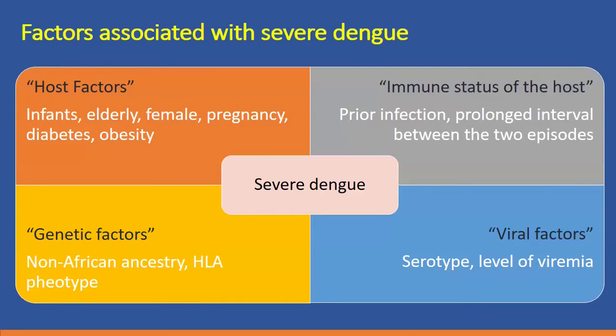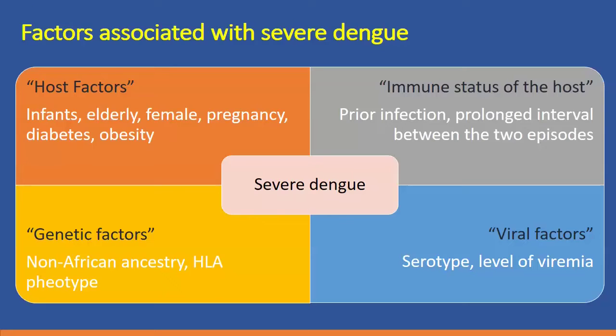So these are the factors in literature which have been explored as a possibility for severe dengue. And these are categorized in 4 groups. Host factors like infant, elderly, female, pregnancy, diabetes, and obesity. These are the risk factors related to the host, which may lead to severe dengue.